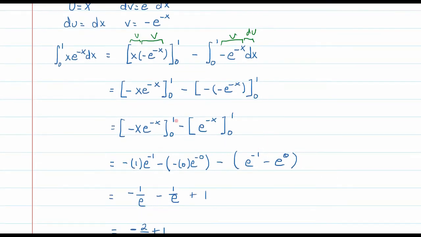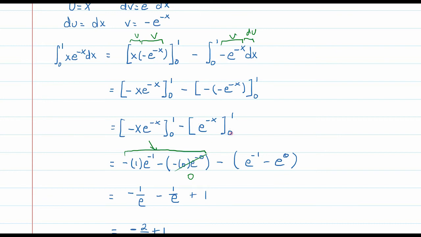And now we can begin plugging in our numbers. So let's do the first part, which is right here. We're going to plug in our 1. So it becomes negative 1 e to the negative 1 minus, and we're going to put this in brackets, minus 0 e to the negative 0. And we know this will go to 0 because 0 times anything is 0.